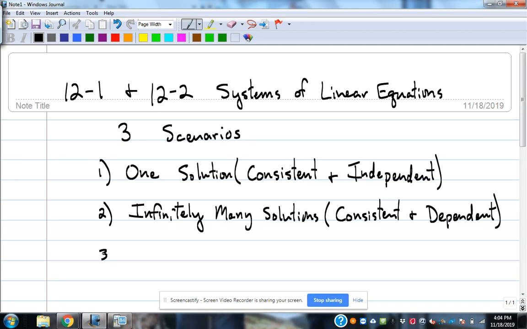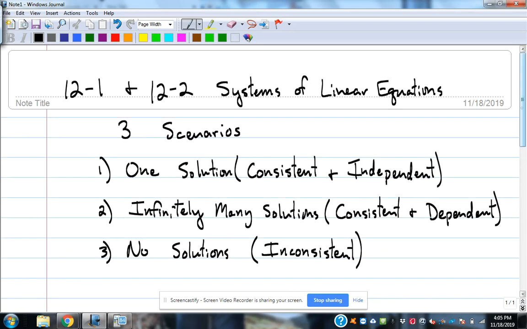And then the third scenario is that you have no solutions. If consistent means you have answers, inconsistent is the antonym of that. So that means you have no answers. An inconsistent system has no solutions.